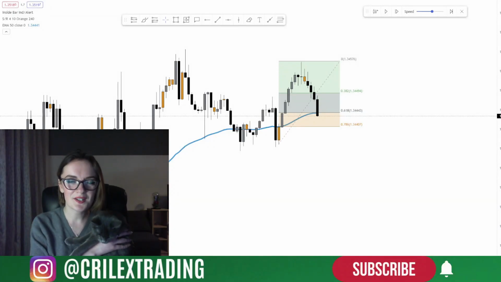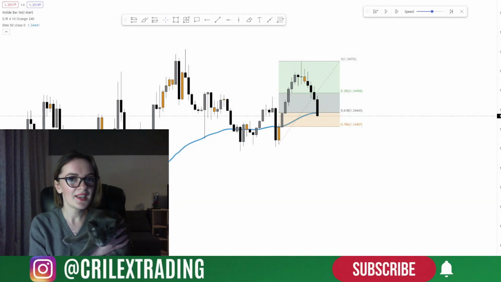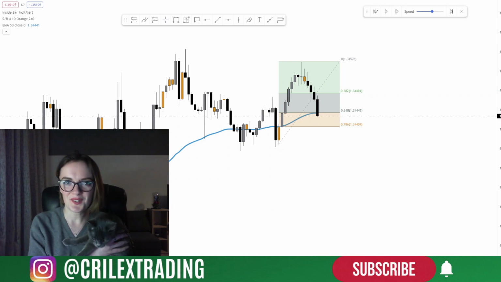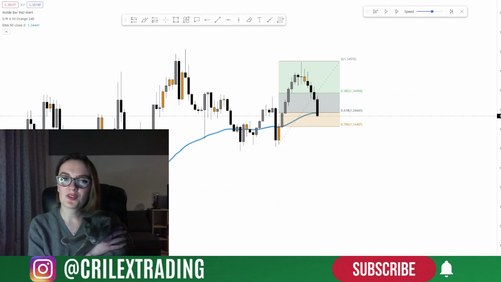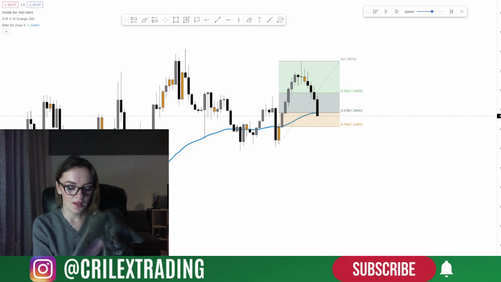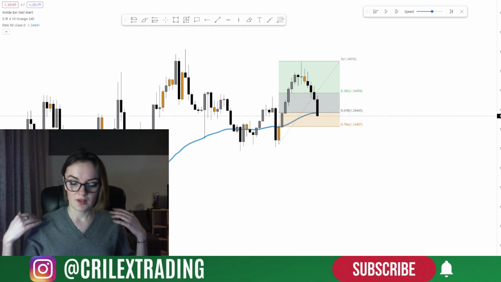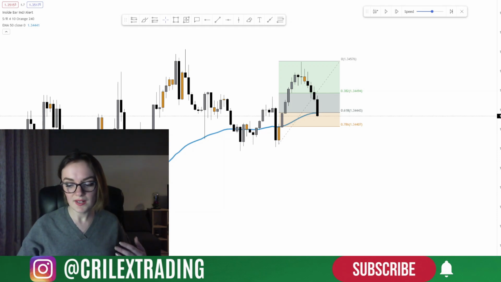Having confluences when you open a trade is like having cats in your house. The more you have, the better your day. So it's obvious why I'm talking about cats, but what about these confluences and how they can help us in order to get more clear entries and really nice trades?